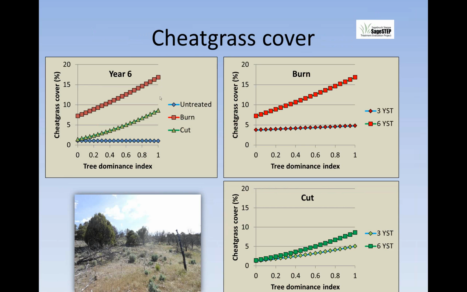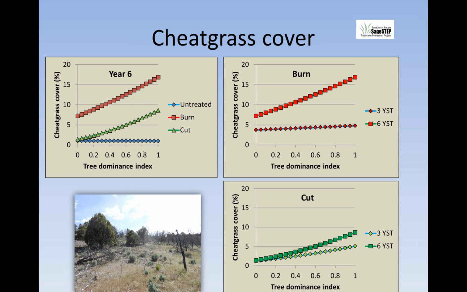The bad news, of course, is that when you take out the trees, cheatgrass wants to use the resources too. And we're showing on the Sagestep study that that's especially true on the burned area. You're getting up to 15+% more cheatgrass cover at high pre-treatment tree dominance on the burn versus the control. You get maybe about 10% maximum more on the cut. So cutting or shredding does also increase cheatgrass cover, but burning especially increases it, and it increases it most at the high pre-treatment tree dominance.